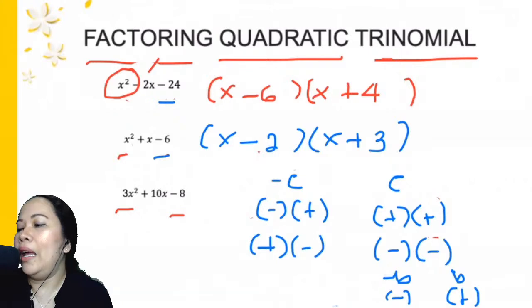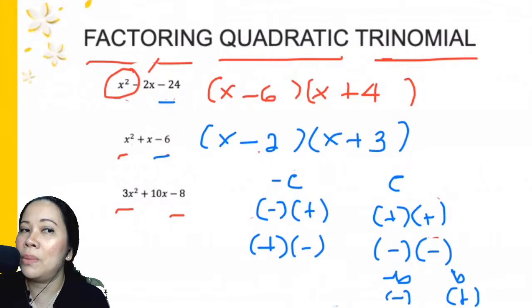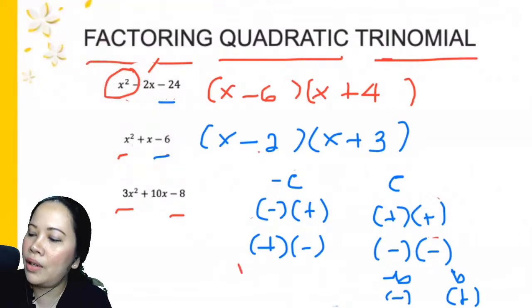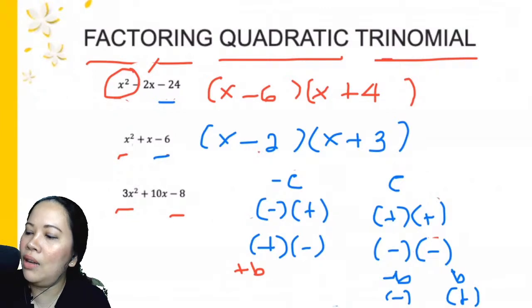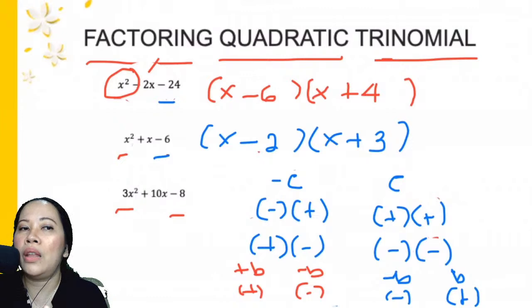Okay, so if the last term is negative, factors will be negative times positive, or positive times negative. Okay? And how would I know the middle term? How would I arrange my negative and positive? If the middle term is positive, if b is positive, the bigger number factor should be the positive one. If b is negative, the bigger number factor should be negative. Okay? That's the only way that you can understand.